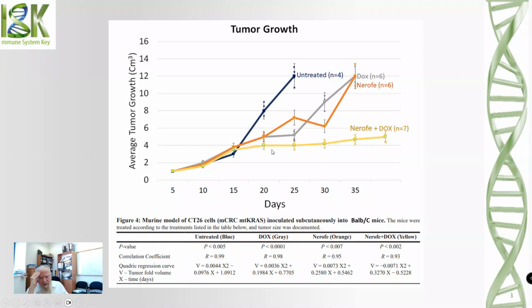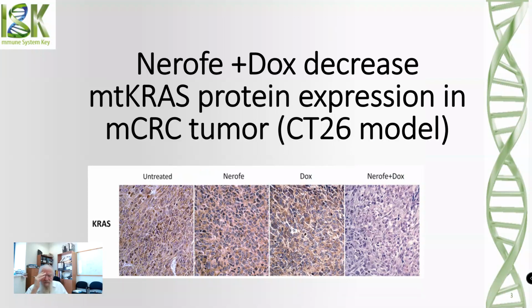In the group treated with the combination, you can see very nicely there is some increase, and then there is a plateau here. So the tumors are not as big as with DOX and Nerofe alone. And what is interesting, when we sent the tumors to pathology, the report we got back is that in the combination group of Nerofe and DOX, most of the core of the tumor was almost empty. Cells were dead there. And we were able to see a lot of immune cells around the tumor, and I'll show you pictures in a minute.